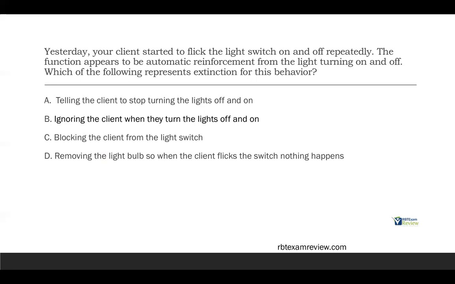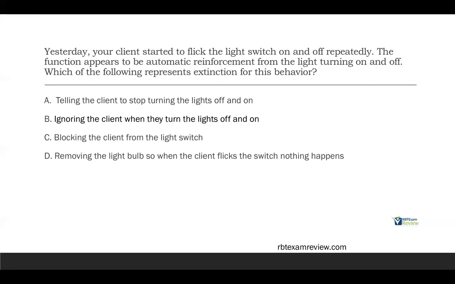So let's look at our answer choices. A, telling the client to stop turning the lights off and on. Well, they're not doing it for attention, right? And they're doing it because it's automatically reinforcing them, okay? So you telling them to stop turning the lights off and on, is that extinction or are you removing reinforcement? No, right? You're not removing reinforcement, therefore you're not doing extinction.